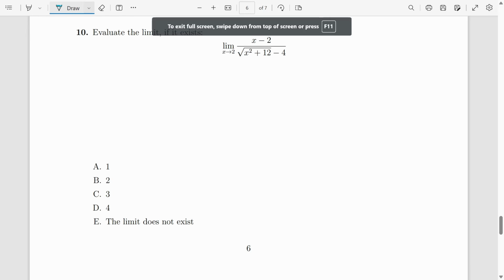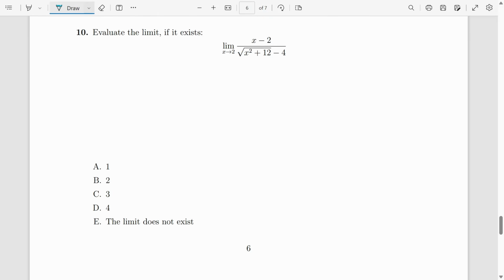All right, question 10. We are nearing the end now. Come on, is this thing going to go away? Usually it just fades out. There we go.